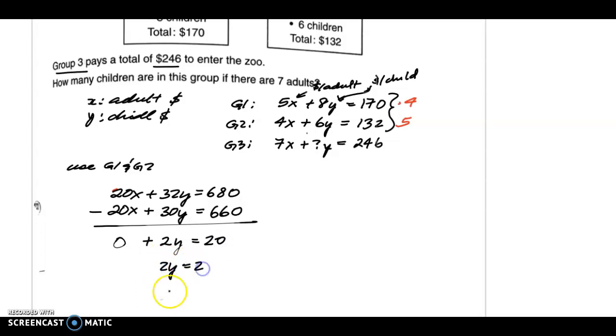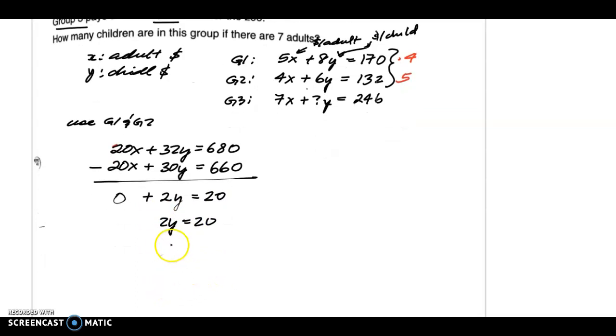So then that means 2y is equal to 20. Divide both sides by 2, and I have 20 divided by 2. That gives me 10. So I know what the y value is. And remember what y is. This is dollars per child. So we know how much it costs per child: $10 per child. Great. So all I have to do to find the adults then is plug this into one of my two original groups.